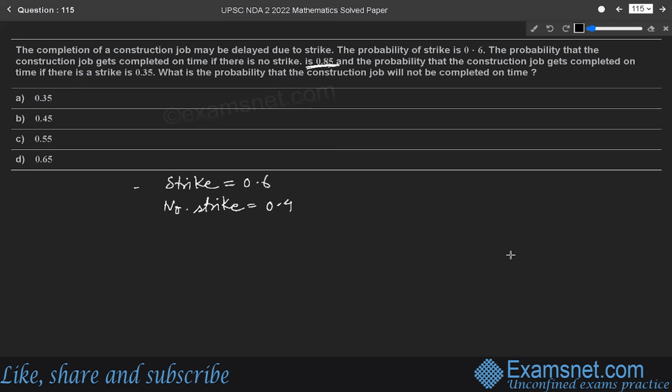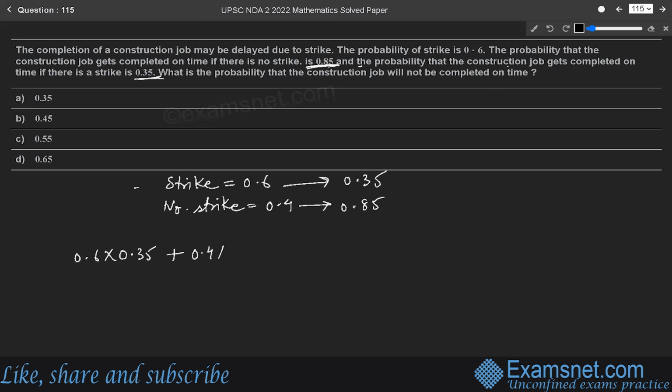So we know that the probability that the construction job gets completed on time if there is strike is 0.35. See, two conditions are given. When there is a strike, then in 0.35 time, the job will be completed. When there is no strike, then in 0.85 time, the job will be completed. So we have to just write that 0.6 into 0.35 means the condition where there is a strike and the job will be completed, plus the condition where there is no strike and the job will be completed.